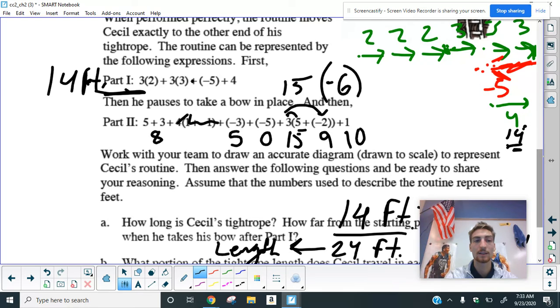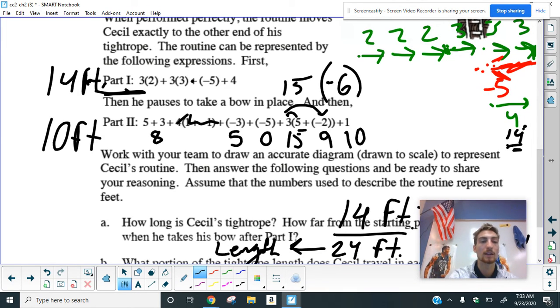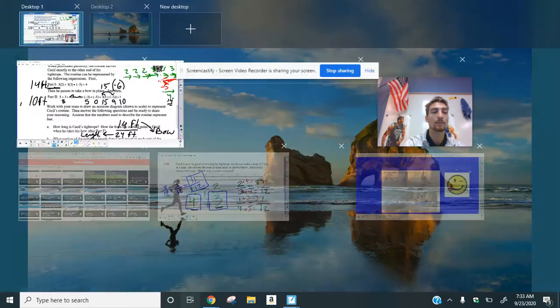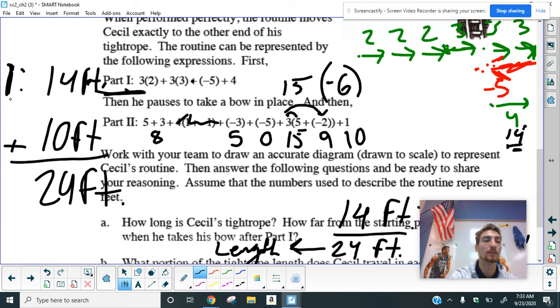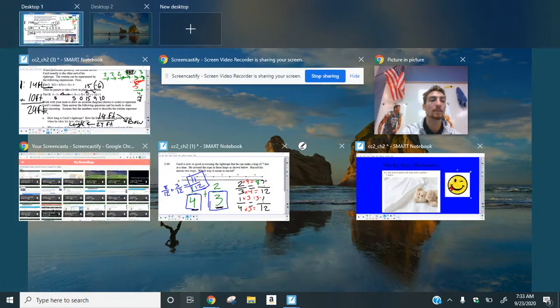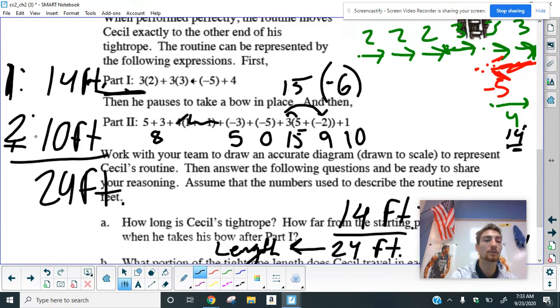Because if you take the 14 feet that he went in the first part and then add 10 more feet to it, oh my goodness, you're going to get 24 feet in total. First part, so part 1, is going to be 14 feet. Part 2 is going to be 10 feet, okay?